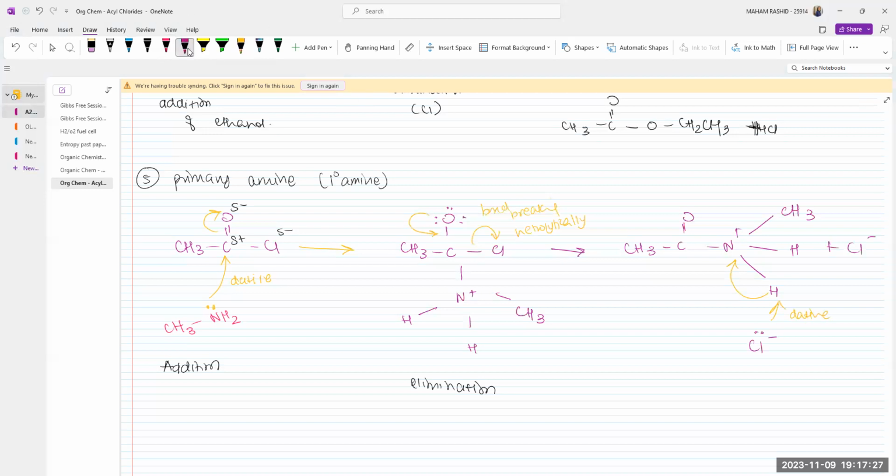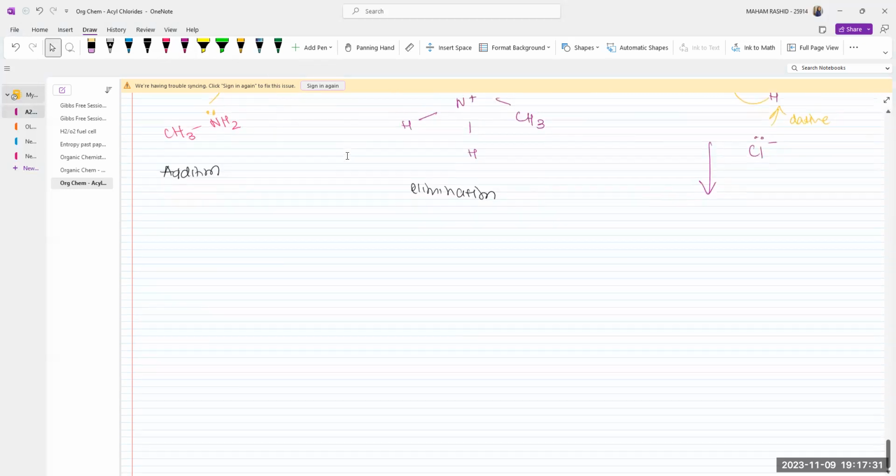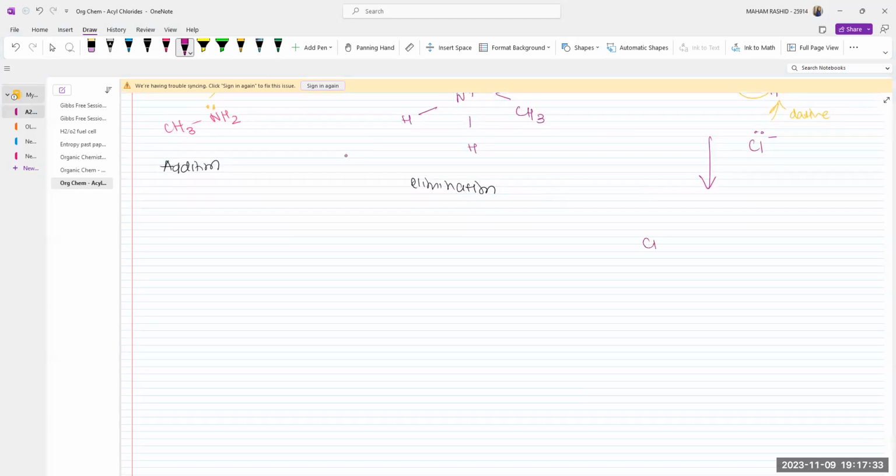And this forms the final product, which is CH3, double bond O, and CH3. Now we have only one hydrogen left. Why? Because एक hydrogen ने Cl के साथ HCl बना लिया, right?